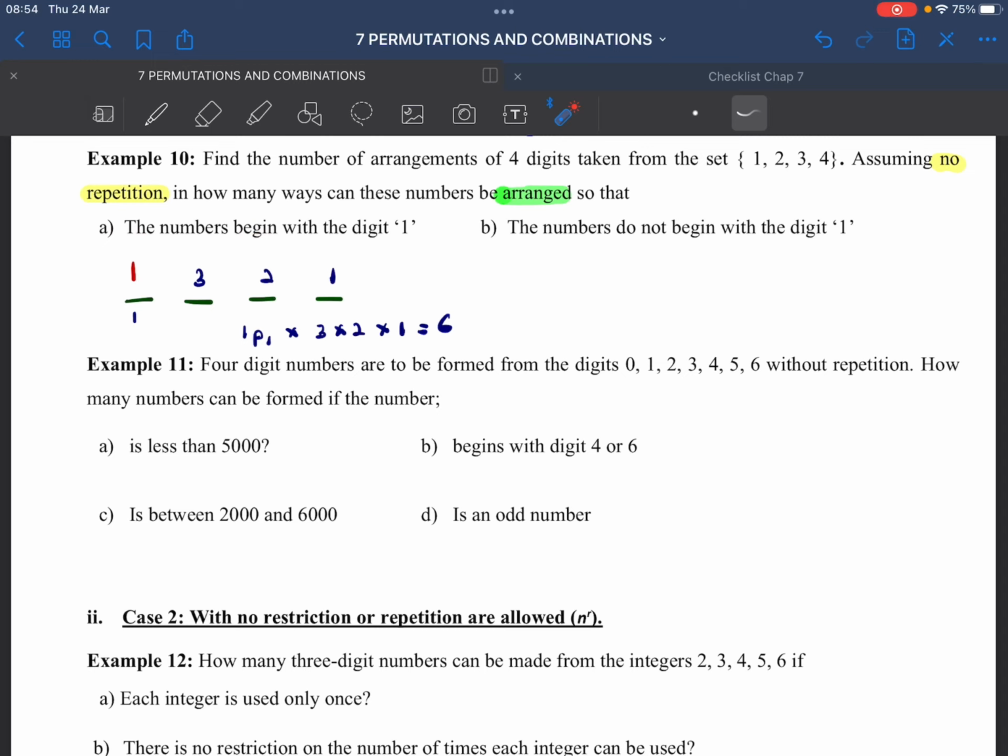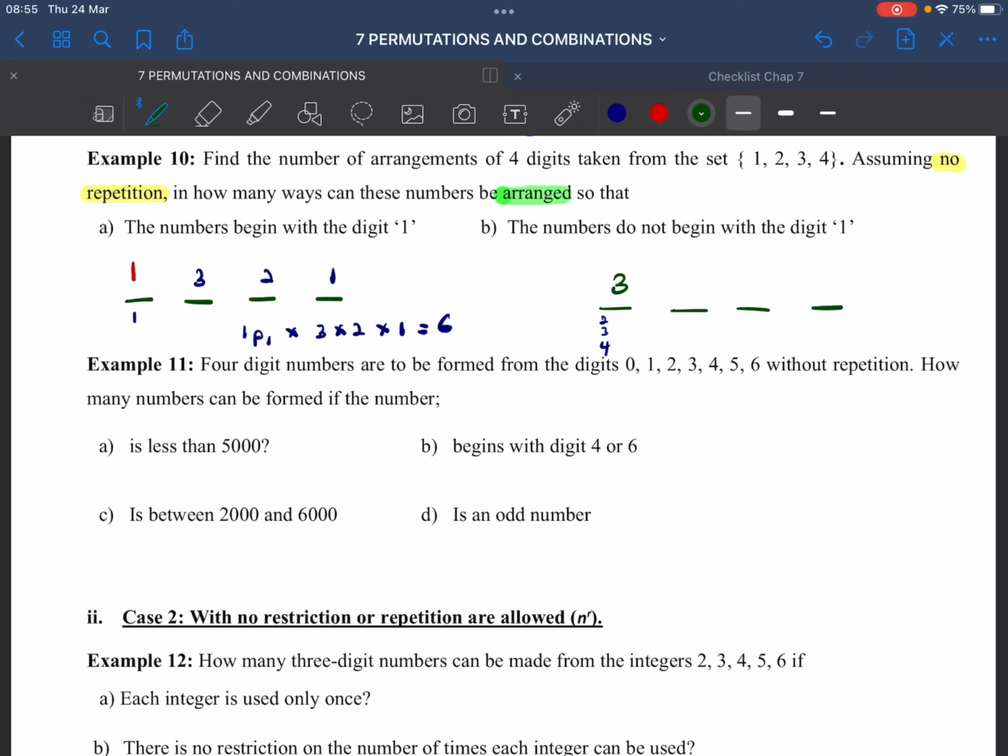Okay, so let's see. The numbers do not begin with digit 1. So we have 4 places. So do not begin with digit 1, meaning 2, 3, 4. So in front can be 2, 3, or 4. So there are 3 ways. Okay, 3 numbers that can be put at the beginning.